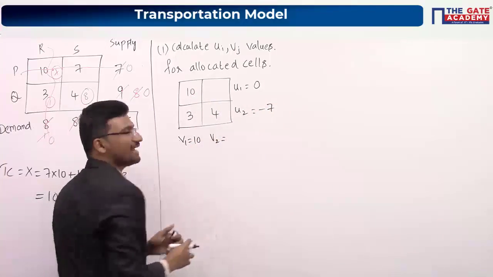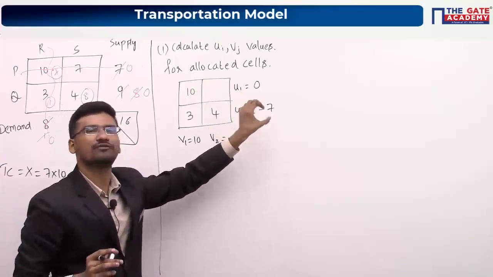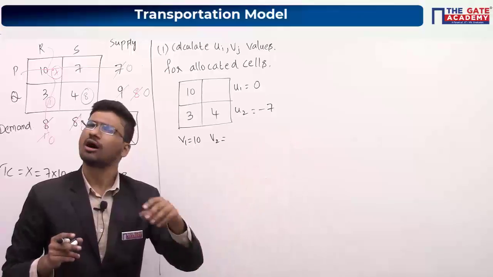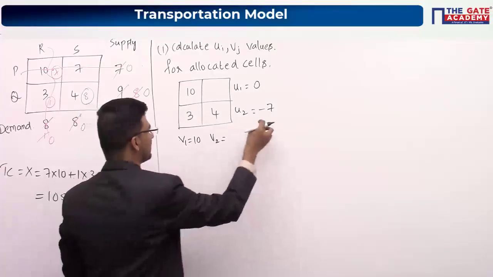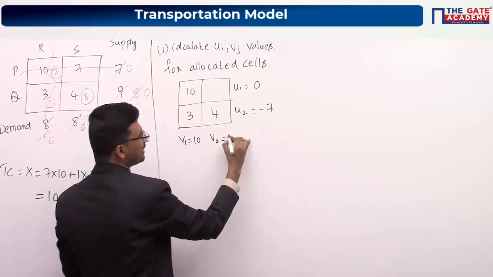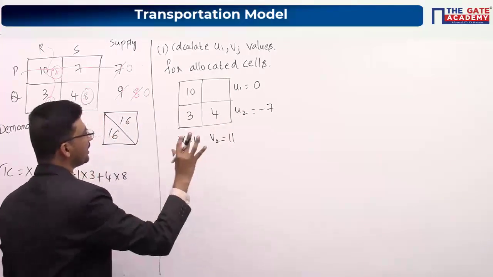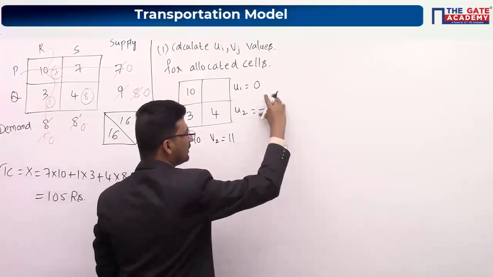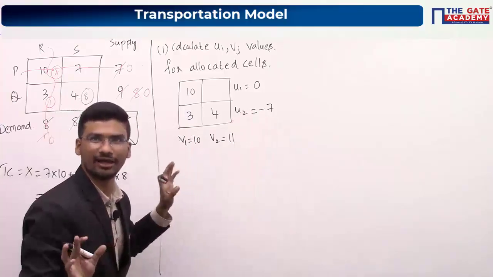What about this value? U2, it is minus 7. Maybe you might have got some confusion here. See, your U1, U2 and V1, V2 values may be positive or negative also. No issues. So 10 minus 7, it will be 3. What about this value? 11. So 11 minus 7, it will be 4. You may get negative values also.